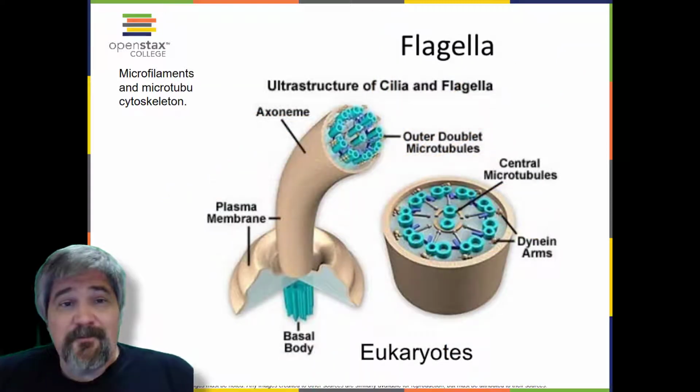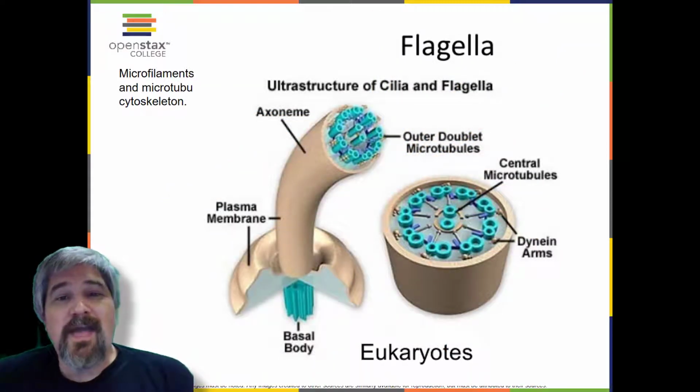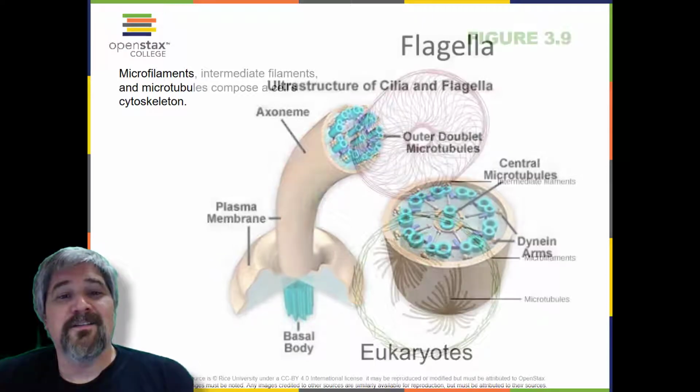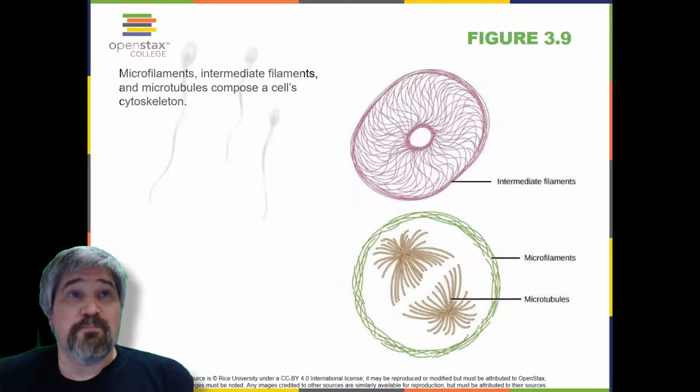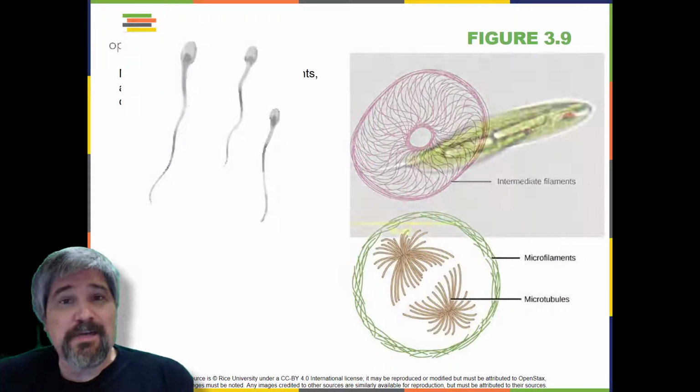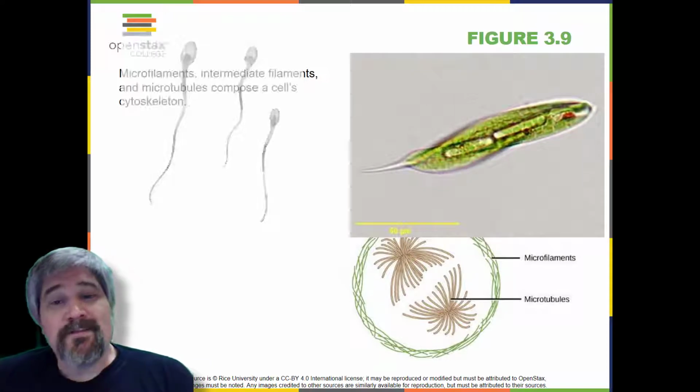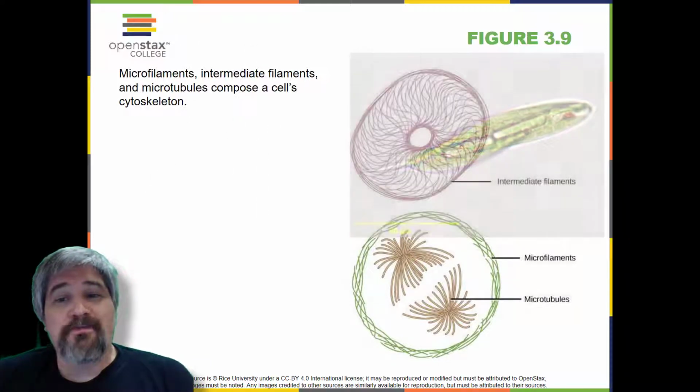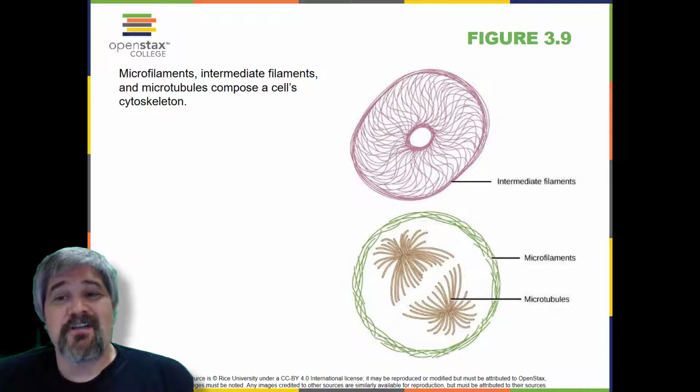Flagella and cilia. Flagella, singular flagellum, are long hair-like structures that extend from the plasma membrane and are used to move an entire cell. For example, sperm and euglena. When present, the cell has just one flagellum or a few flagella.